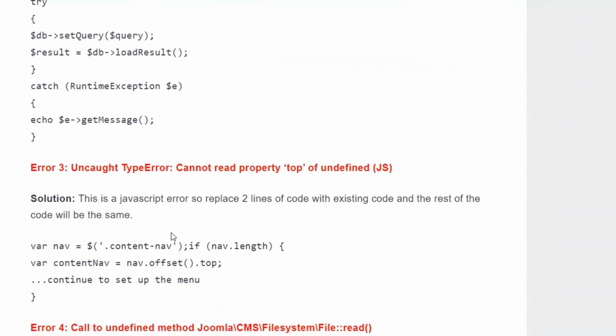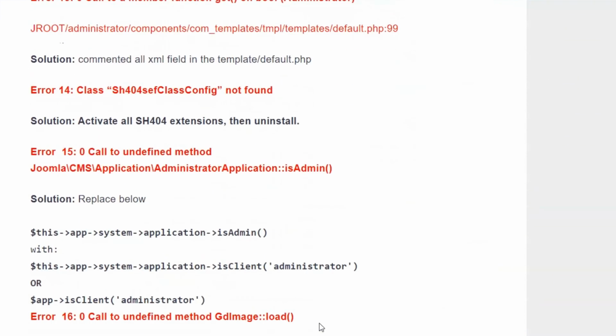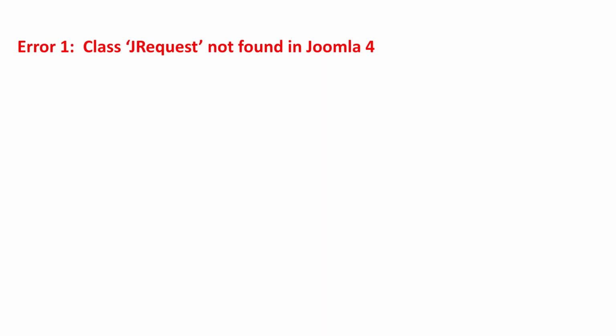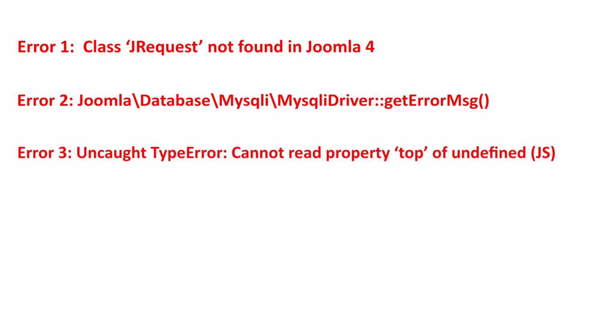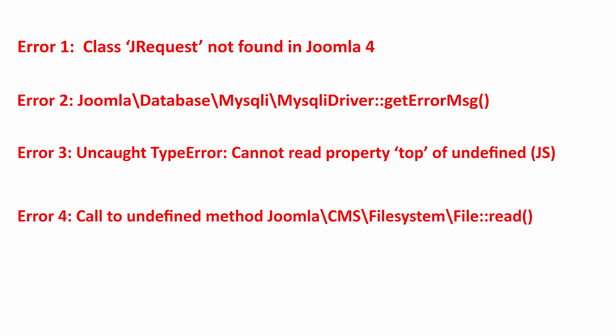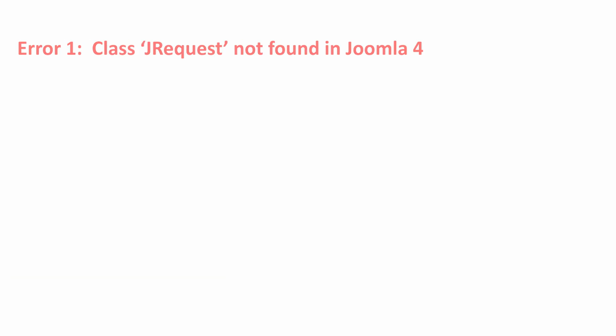Here we are exploring some complicated errors generated after Joomla version migrations. Error 1. Class JRequest not found in Joomla 4. Error 2. getErrorMsg function. Error 3. Uncaught TypeError cannot read property top of undefined JS. Error 4. Call to undefined method read. Error 5. Call to undefined method query. Let's start from Error 1.